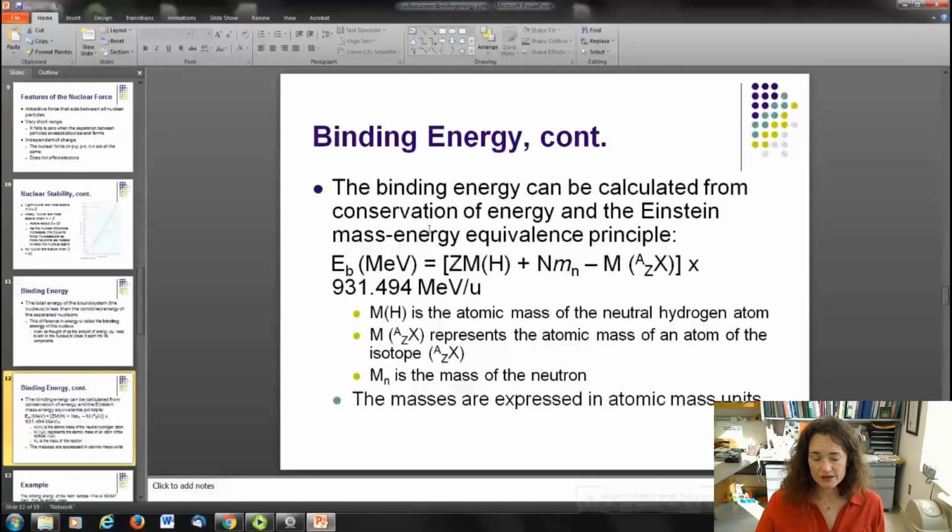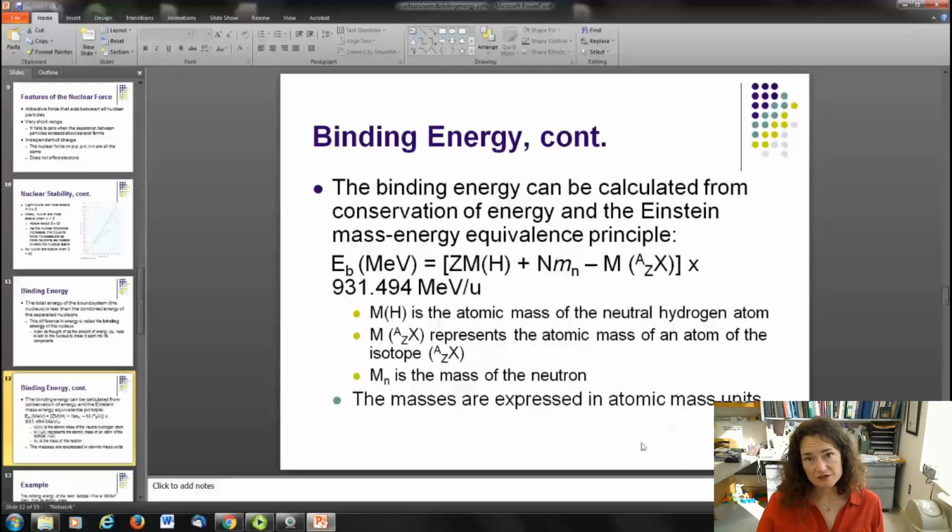It's true that the mass of the electrons is 1,000 times less than the mass of your protons and your neutrons, but still it can make a difference if you have a large nucleus with lots of electrons. It can make a difference. So we keep that in the accounting by using the mass of a hydrogen atom here instead of the mass of a proton. The masses in this equation are generally expressed in atomic mass units.